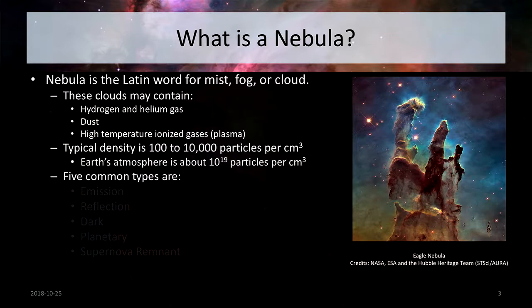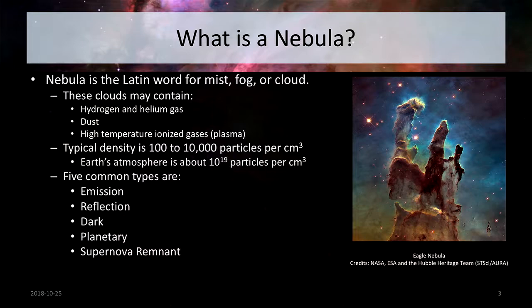5 good categories, though there are some subcategories and other things worth noting that I will also talk about here. The main things to note are emission nebulae, reflection nebulae, dark nebulae, planetary nebulae, and supernova remnants. Those are all worth noting because they represent a variety of different processes that are going on in the universe.